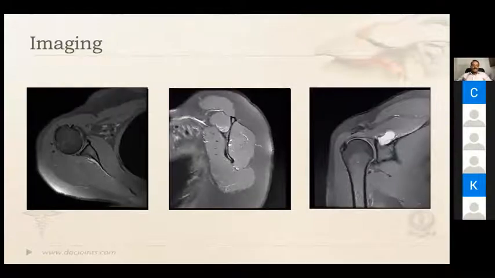This usually comes from a posterior labral tear, and the tear causes the fluid to seep out, and due to a flap valve mechanism, the fluid does not come back in. So the flap valve with the superior labrum is the reason. This can happen as a consequence of a superior labral tear or a posterior superior labral tear as well, or a SLAP tear can lead on to something like this.